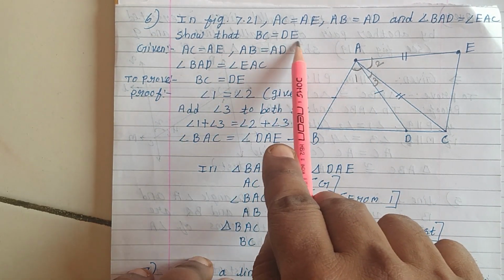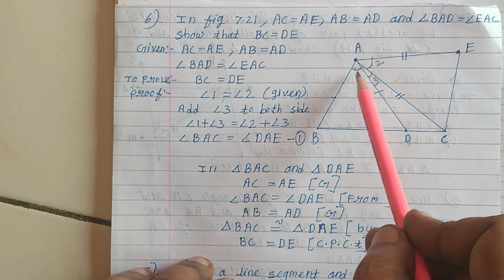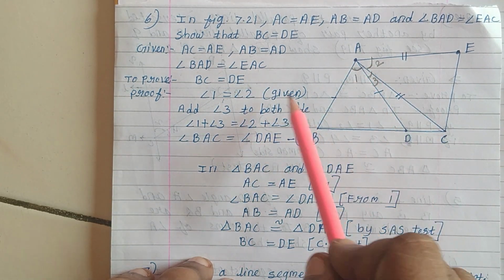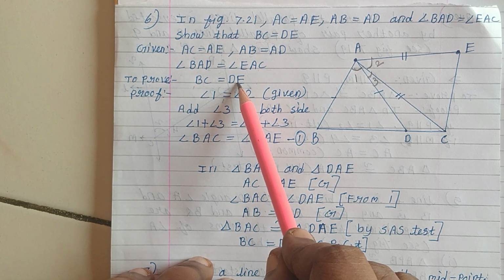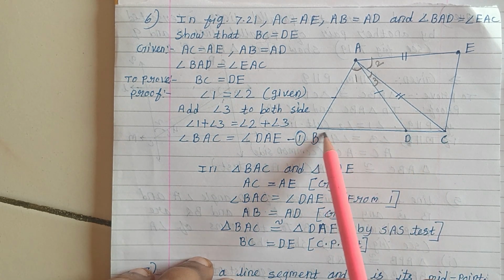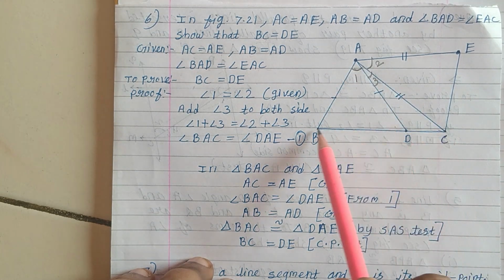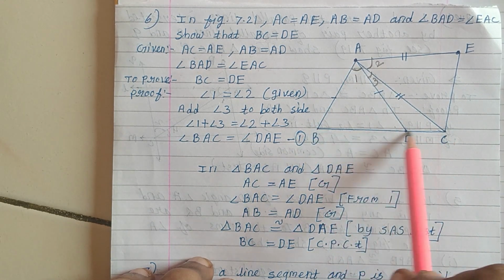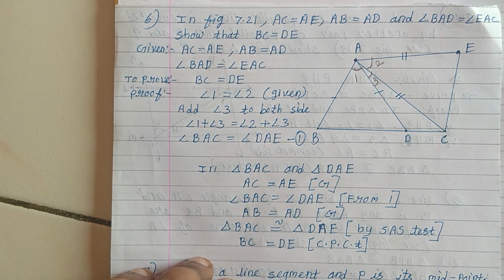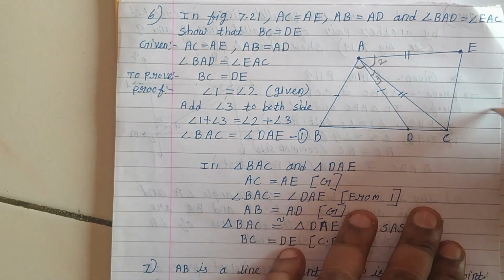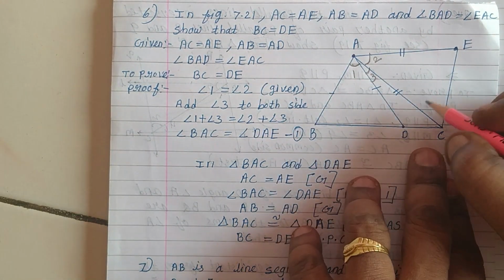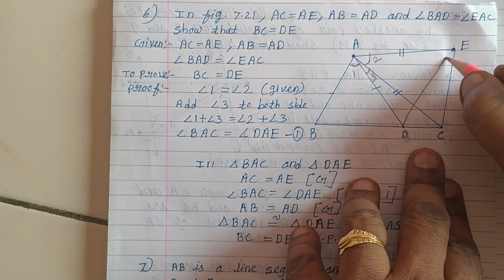To prove BC is equal to DE. Now students, you can see the figure. We have to prove BC is equal to DE. Now BC, you can see this, BC is a part of triangle BAC, and the second side, DE, which I haven't drawn, so I will just join this.